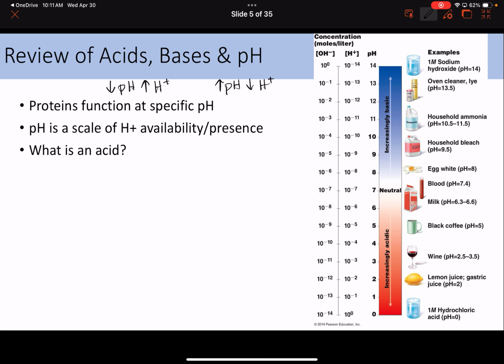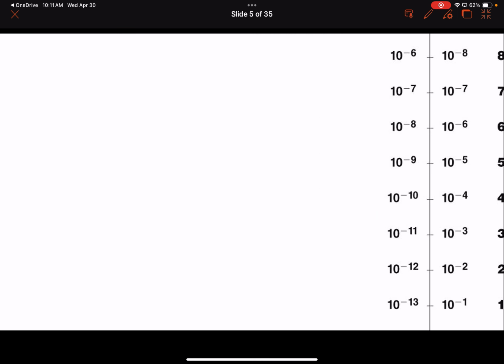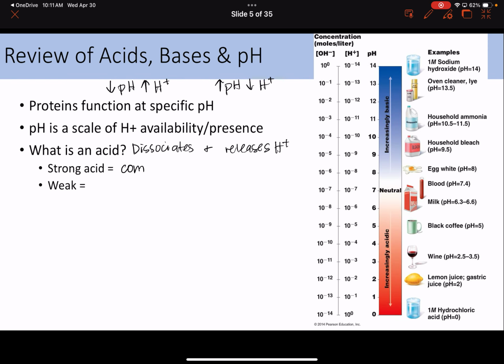What is an acid? It is something that dissociates in fluid, and when it does dissociate, it releases a hydrogen ion. And we just talked about the difference between a strong acid and a weak acid. Make sure you know strong acid is a complete dissociation, and weak acid is only a partial dissociation. So strong acids give away all of the hydrogens it has to give. Weak acids will only give off one of its two or three.